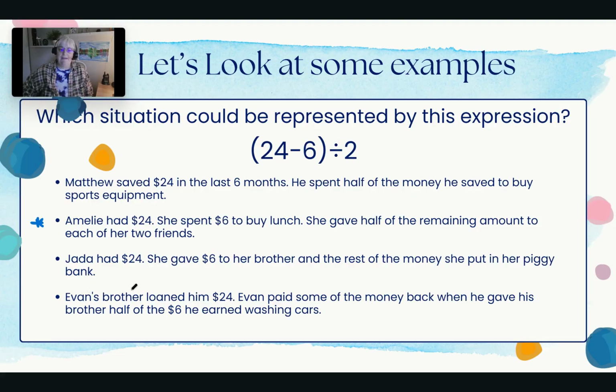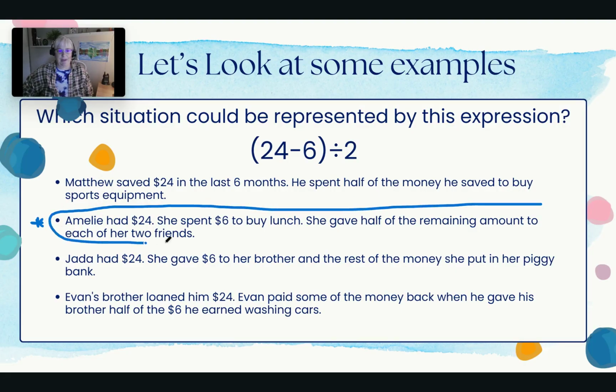Last one, Evan's brother loaned him $24. Evan paid some of the money back when he gave his brother half of the $6 he earned washing cars. That means he would have given him $3. That'd be if the parentheses were around the 6 and the 2. Definitely this first one is the match. Or the second one, sorry, not the first one. This first one I starred is what I meant to say.